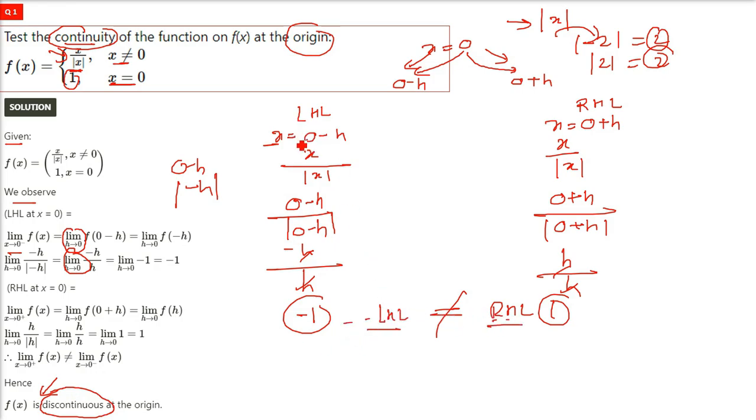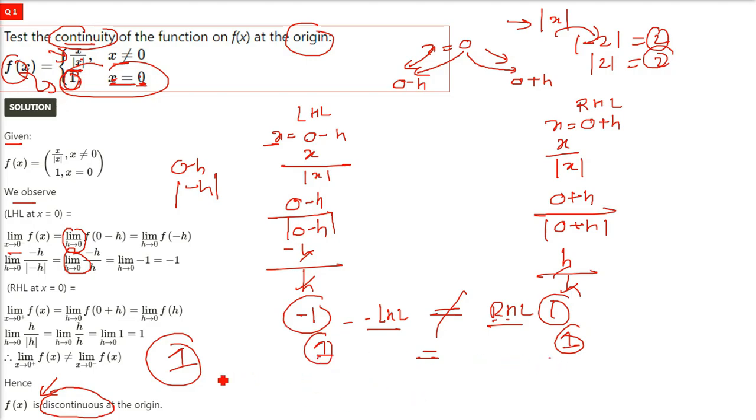Maybe at x equals 3, x equals 9, x equals negative 5, this function may be continuous. But at x equals 0, it is discontinuous. I am just giving a fake idea. For example, if the left hand limit and right hand limit are both 1, and the value of this function at x equals 0, which is already given here, is also 1, then it is a continuous function. But right now it is not continuous. It is discontinuous.